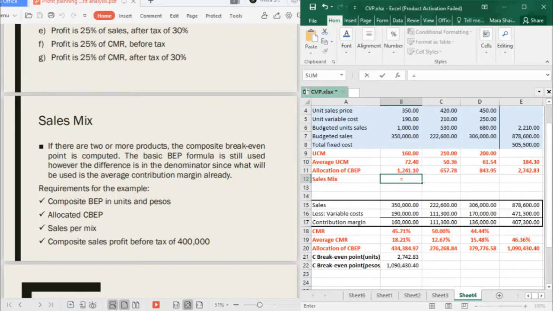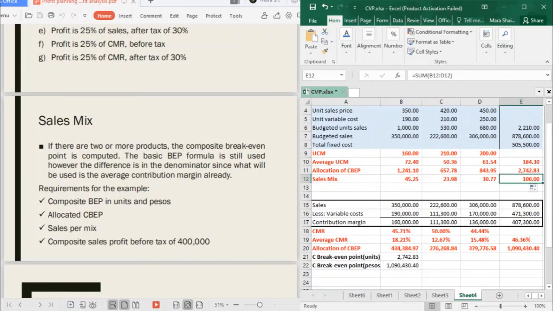So the sales mix, again, is not a ratio. Our sales mix is simply the sales divided by the total. Then, again, it is not in ratio form, so multiply it by 100. There, that is our sales mix. Again, the sales mix should total 100.